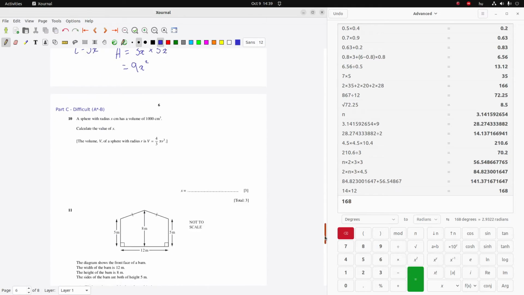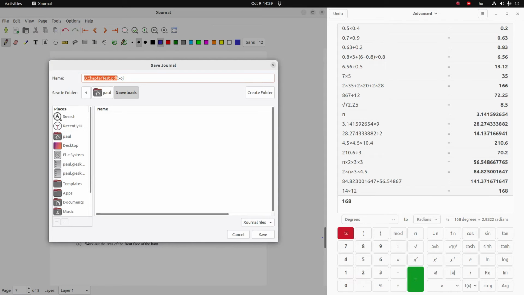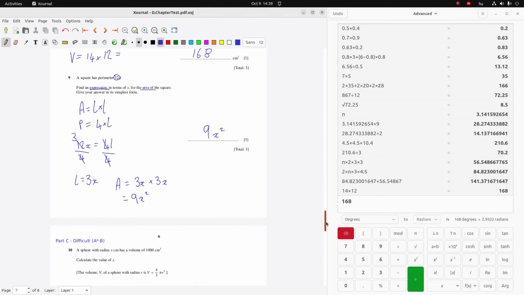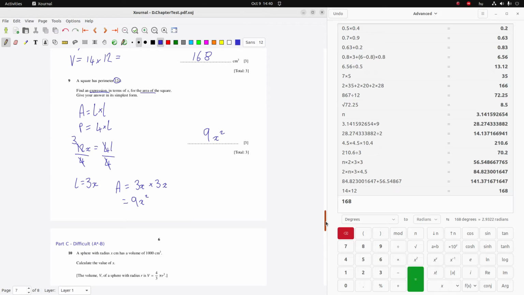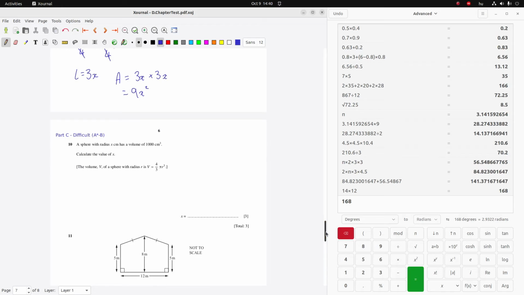Okay, now we're moving on to the difficult questions. Let me just save it quickly before I lose all my data. Okay, a sphere with a radius x has a volume of 1000 cubic centimeters. Calculate the value of x, and they give us the formula. I honestly don't know why this is a hard one and the previous one was medium, because in my opinion the previous one was slightly harder than this one.